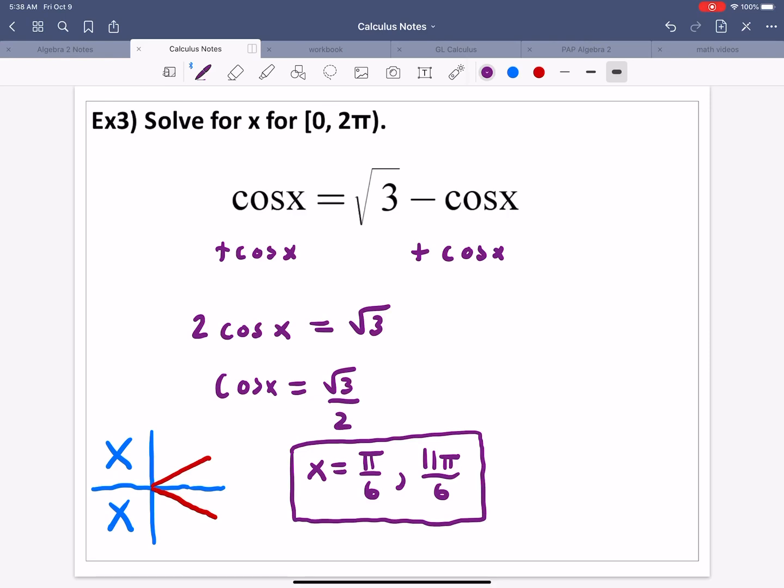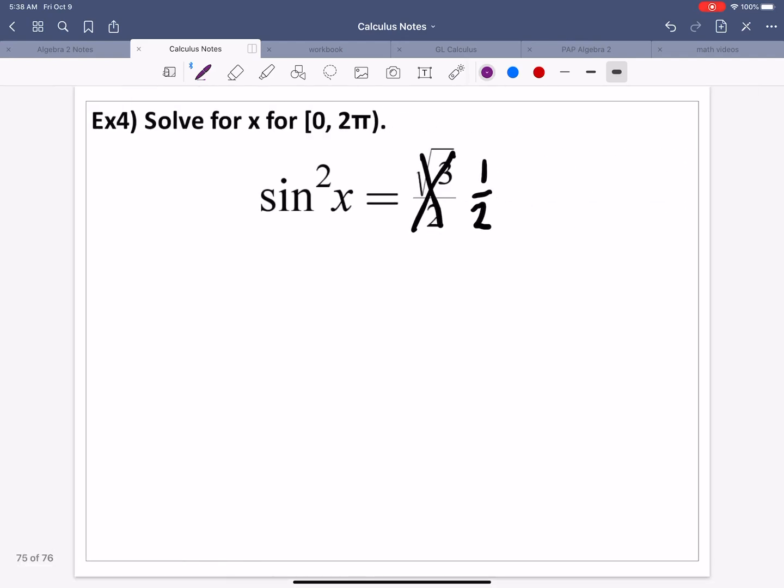Okay? So the next type of problem you could see, and I actually had to edit this. I typed it wrong when I made the notes. So if you printed the notes yourself, make a change to this problem. Same interval, same directions, but this time sine squared x equals 1/2. Now, it's really important that you know that sine squared x is the same thing as saying sine x squared. That's just the notation that we use to square trig functions.